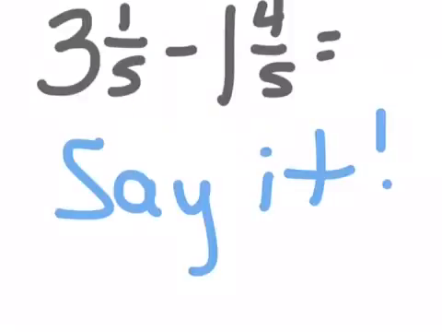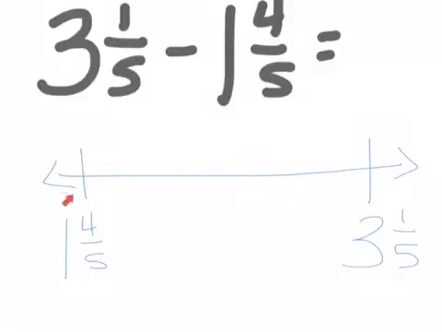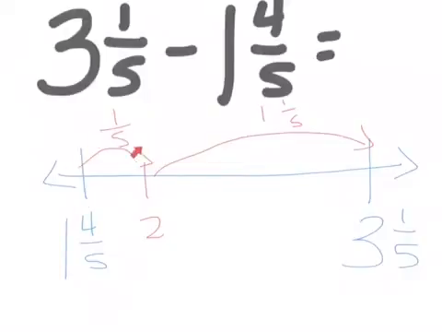Next, let's make a number line or think of a number line in your head. So here, again, what's the difference between 1 and 4/5 and 3 and 1/5? So if I jump to the nearest whole number, so to jump from 1 and 4/5 to 2, I had to add on 1/5. And then to jump from 2 to 3 and 1/5, that's pretty easy. That's just 1 whole and 1/5.